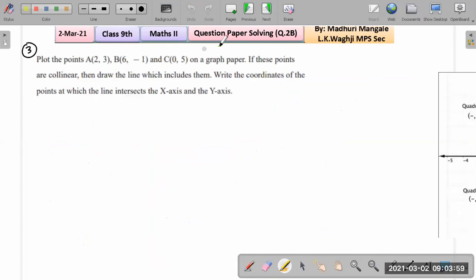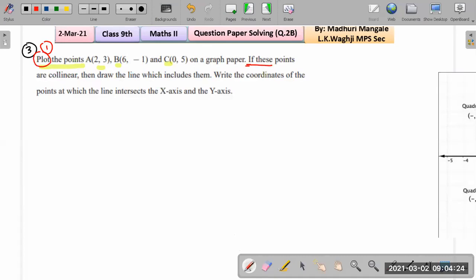Yes, so again, this is a question from coordinate geometry. We are asked to plot the points. So there are 3 points A, B and C on a graph paper. If these points are collinear, then draw the line which indicates them. Now look at the question carefully. First thing we have to do here is to plot. So first thing you have to plot.